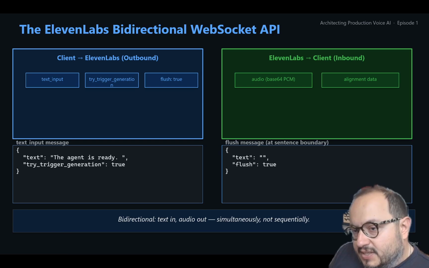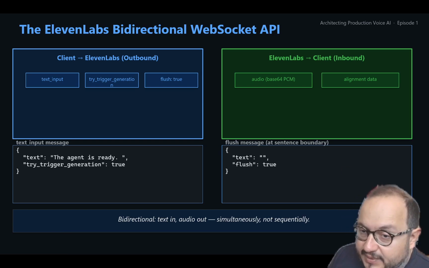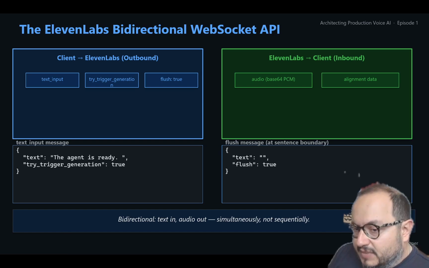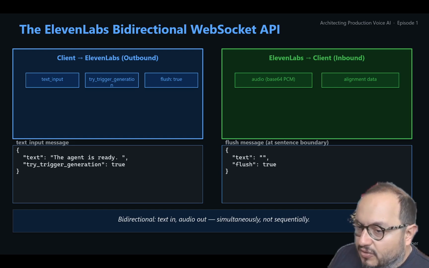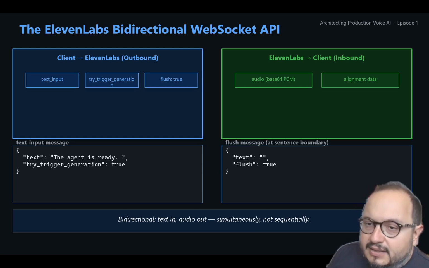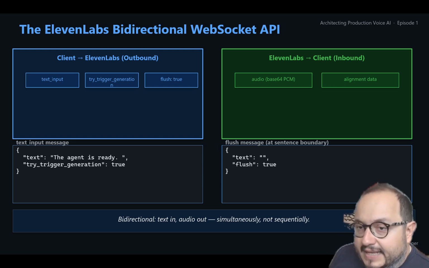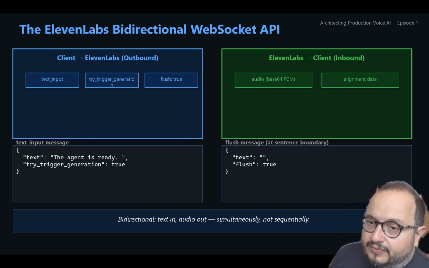While the TTS engine is synthesizing sentence 2, it's already playing sentence 1 in the browser. There are 2 types of messages you send over this connection. The first is a text input message, a JSON object with a text field containing the current chunk of tokens from the LLM, and a try trigger generation flag that tells ElevenLabs whether to attempt synthesis immediately or to buffer for more context.